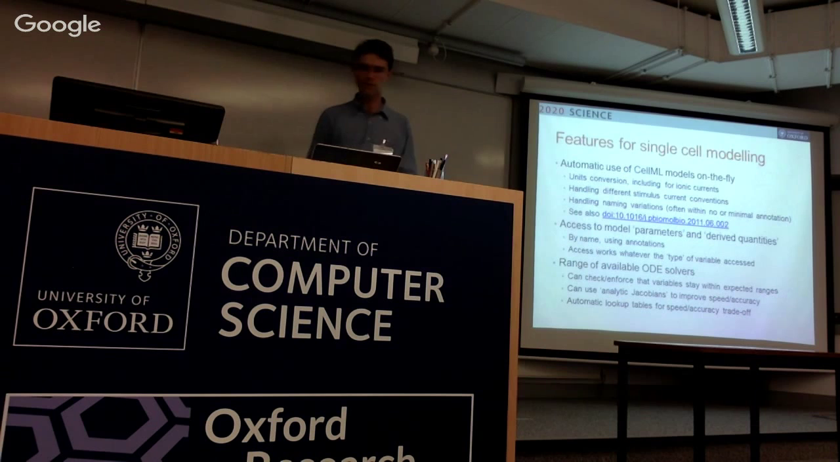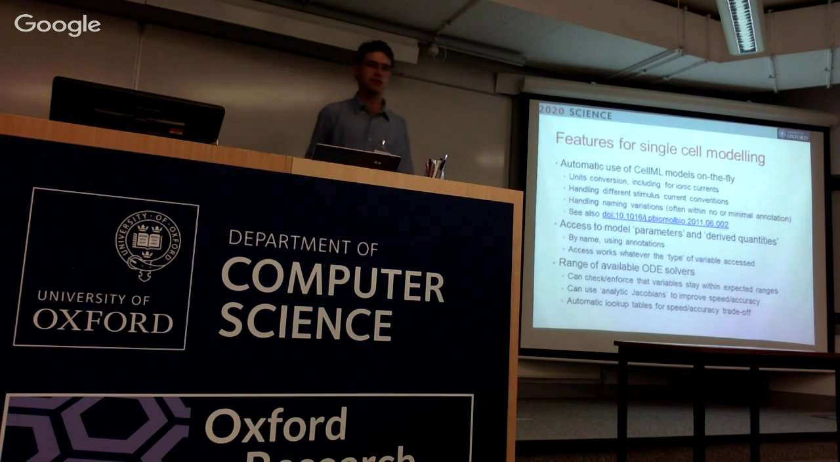I mentioned automatic use of CellML models, and that's on the fly. So you can bring in a new CellML model in a running simulation. There doesn't need to be any pre-conversion. And you can easily do a loop over different models. So you can evaluate different models in parallel or sequentially, bring them in on the fly, doing all the units conversion and doing the stimulus current conventions. All of that interfacing functionality that we've seen in the Web Lab is there as well. And there was a 2011 paper that went into that in some detail.